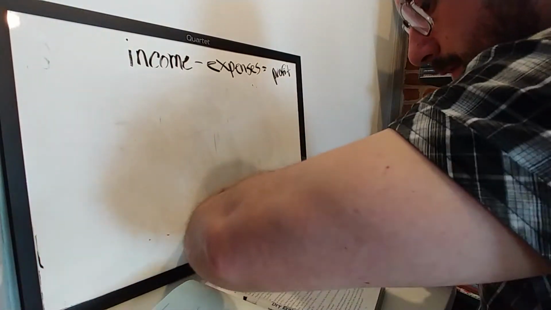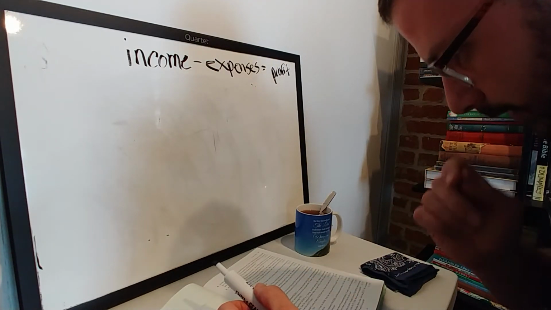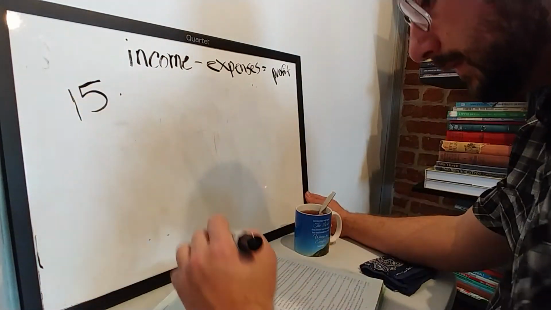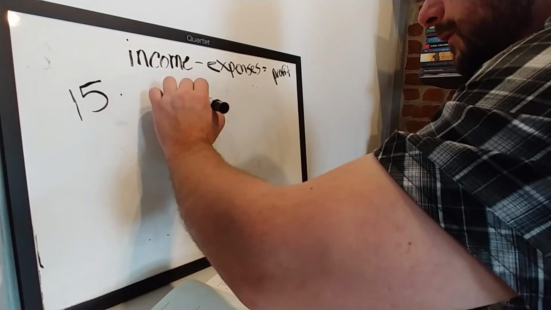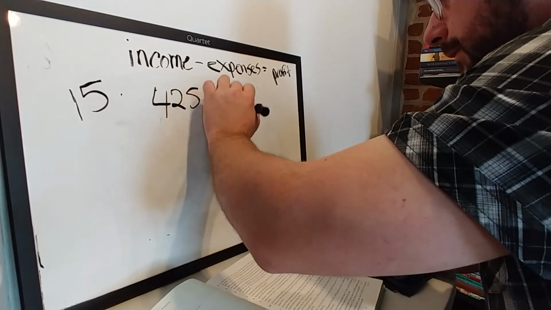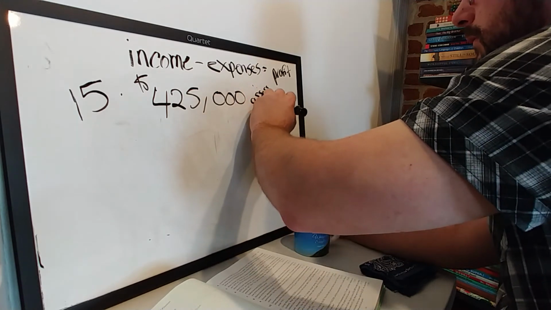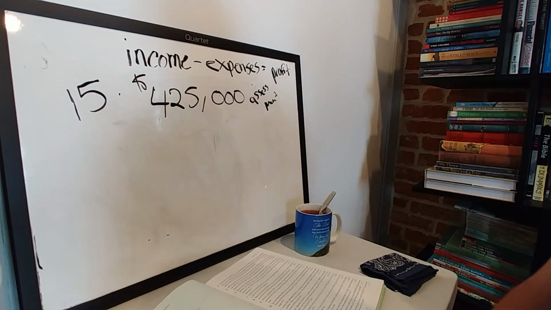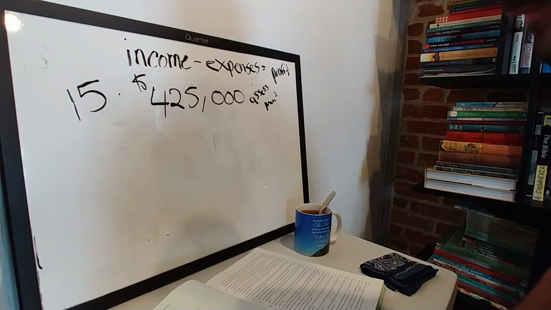Alright, let's do another one. We're going to do number 15, the one on property tax. So the Martins farm is assessed at $425,000 assessment. Alright, they have a tax rate of 16 mils. What is their property tax for 1 year?